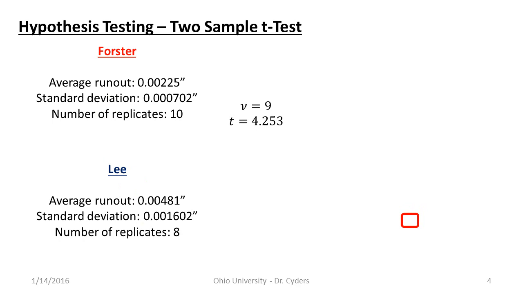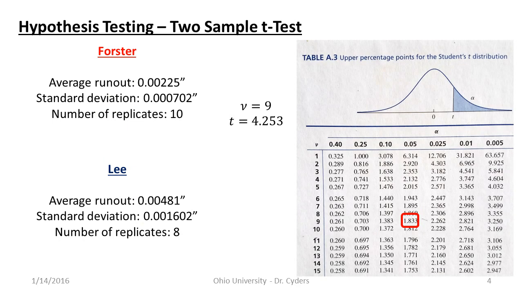And so what I'm going to do is go to a t-table, and here we see that we have a critical value of 1.833. It's single-tailed, so at a 5% level of significance with 9 degrees of freedom, I see that my critical t-value is 1.833. So because my t-value of 4.253 is greater than that, we're saying that the difference between these two means is greater than the difference that we would need to show significance at the 5% level of significance.